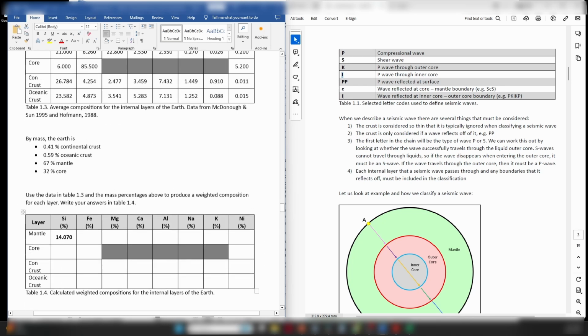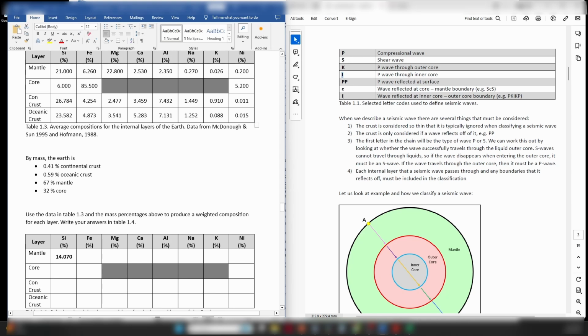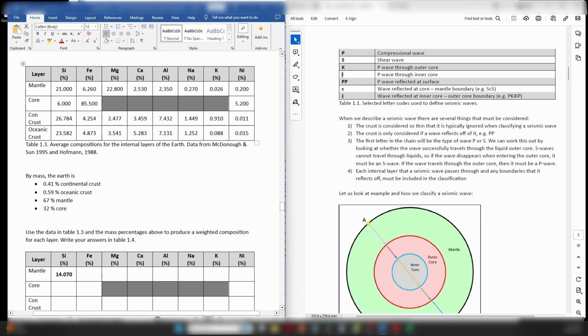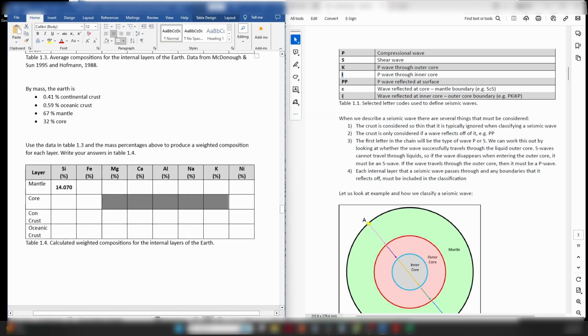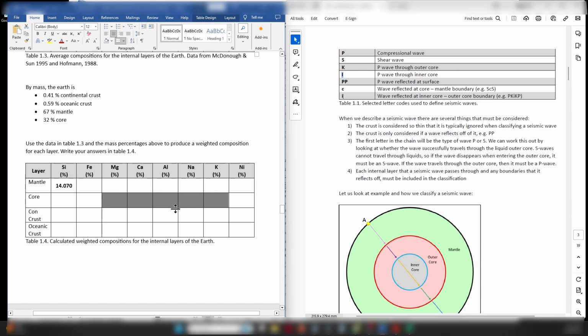In most cases, please don't go beyond 3 decimal places. There may be a couple of times, for instance, if you're doing potassium in the mantle, where you may have to go beyond 3 decimal places, you may have to go to 5 decimal places, but please, don't put in too many. It just clogs up the table and makes it difficult to grade.